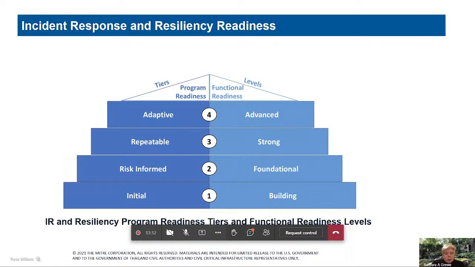Organizations may use this matrix to determine the activities needed to advance to their desired level of readiness from the perspective of both the program management activities, which we describe as the program tiers on the left-hand side, as well as the technical activities defined as functional readiness levels on the right-hand side. Next slide, please.